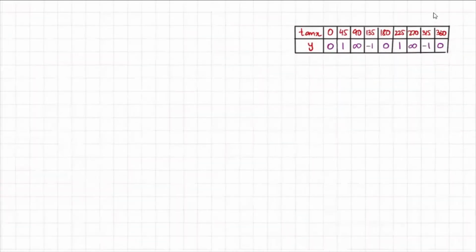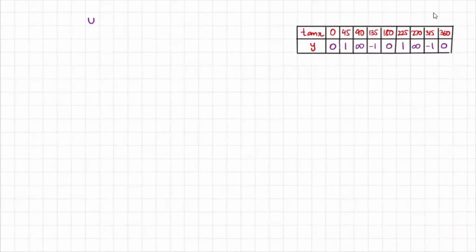All right, now is the graph of tan. So the graph of tan is a little bit different, not a little bit, actually a lot different. Y equals to tan x. Let's make the axis and we will be plotting just like the question is asking us to.